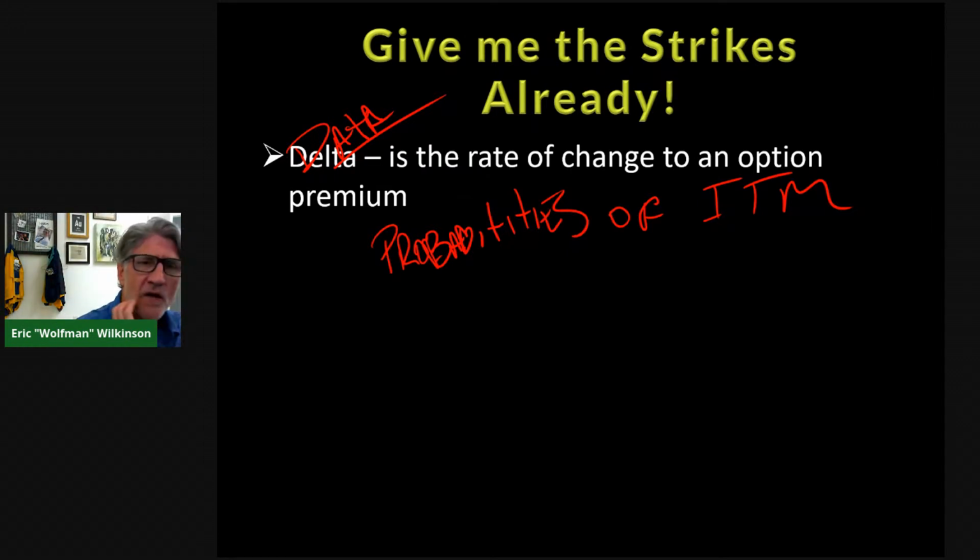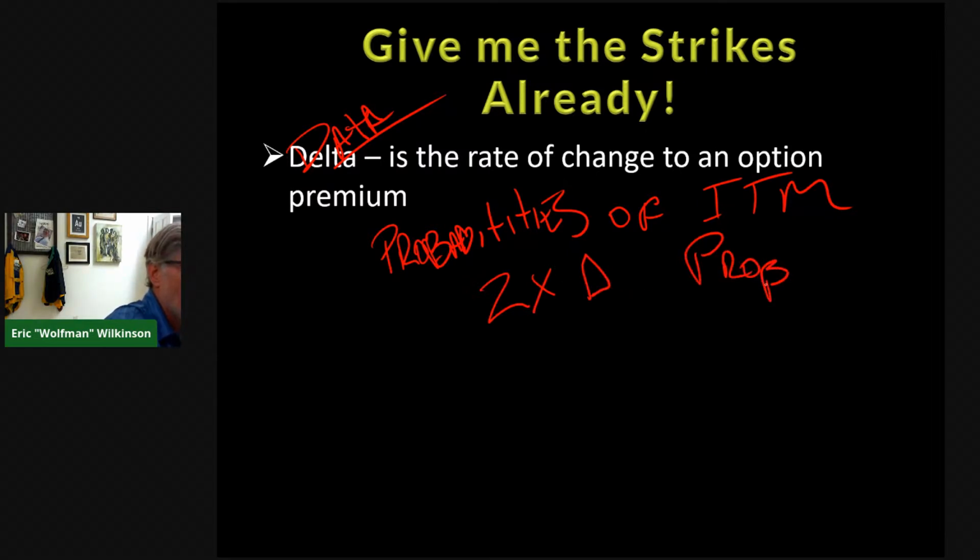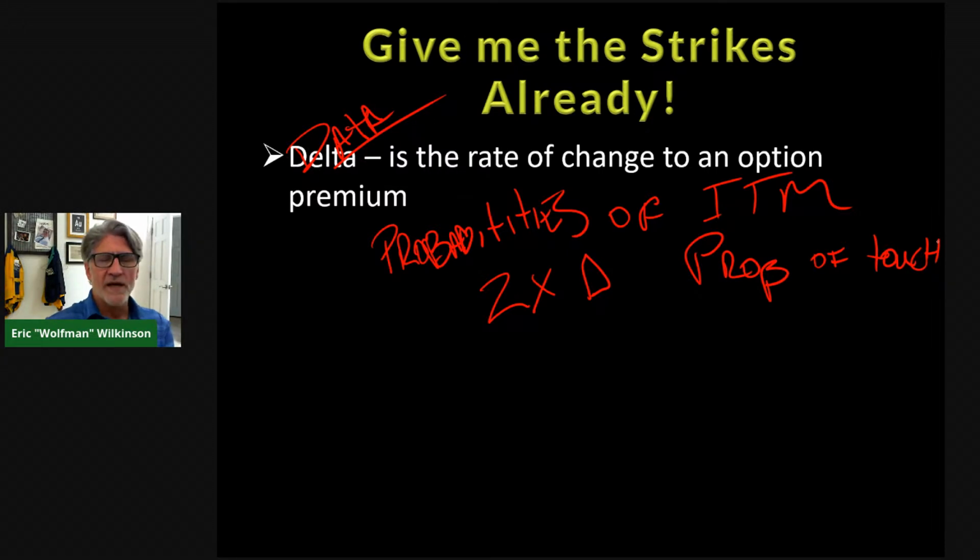Okay. But delta tells us that probability of being in the money, and 2 times the delta is the probability of touch. And what that means really, folks, is if I'm looking at a 36 delta, 2 times that delta means that I have a 72% chance that the underlying, during the life of the option contract, comes up and trades my strike.